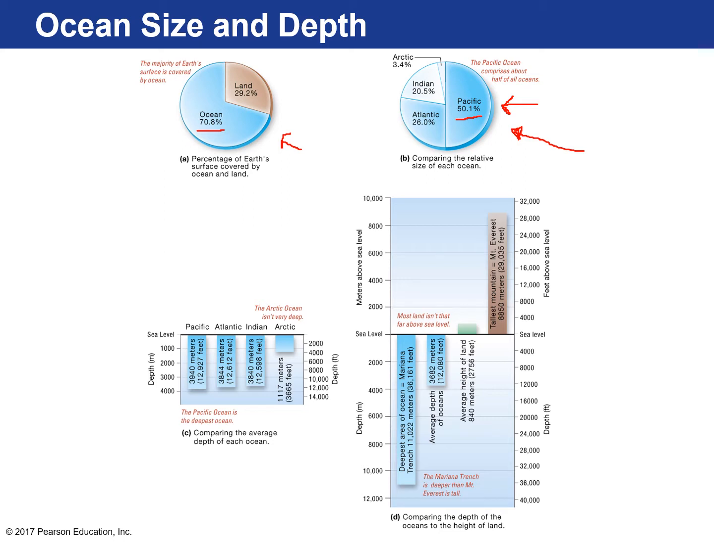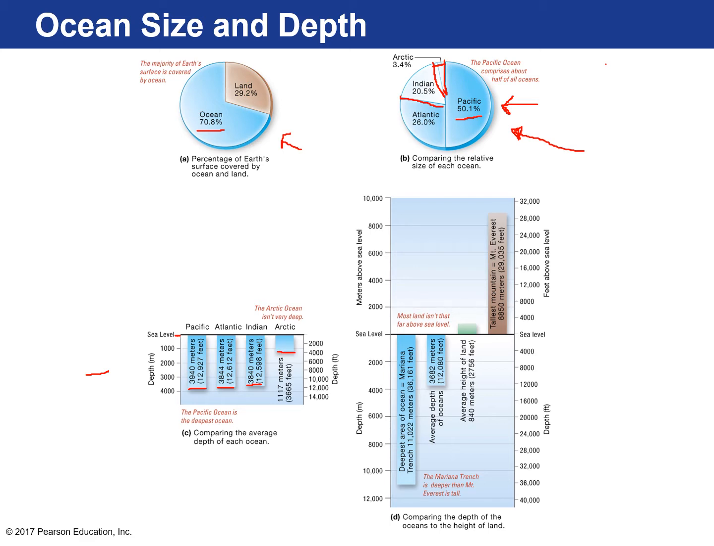The Atlantic is about a quarter or half the size of the Pacific, and the Indian Ocean is slightly smaller. The Arctic is really small over here, only about 3.4% of all ocean water. In terms of depth, this is depth here, from sea level, or the surface where we would hang out, down to 4 kilometers here. The Pacific is the largest and also on average the deepest ocean. The Atlantic is not too far behind, just slightly shallower, as well as the Indian Ocean. The Arctic Ocean is very shallow in comparison to the other three major oceans.